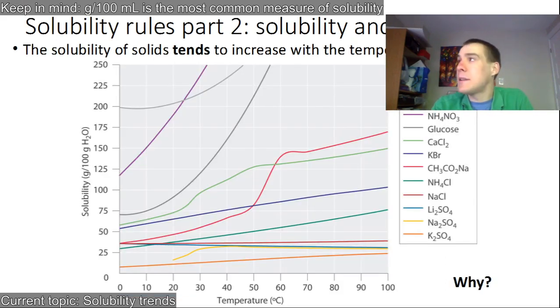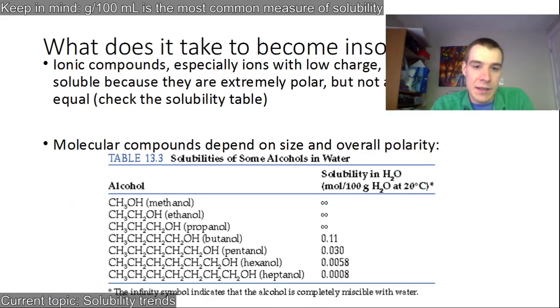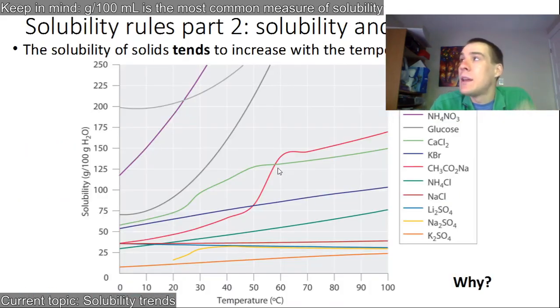Let's talk about solubility trends. So the first solubility rule is like dissolves like. That's our first solubility rule. If you have something small and polar like methanol, water is going to dissolve it like crazy. It'll dissolve at any temperature, at any proportion. Now the second rule is that solids tend to dissolve better with hot water.